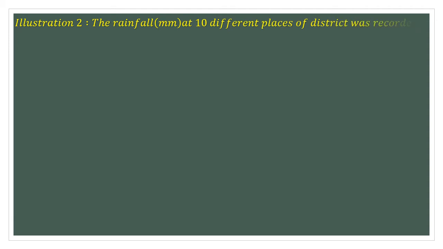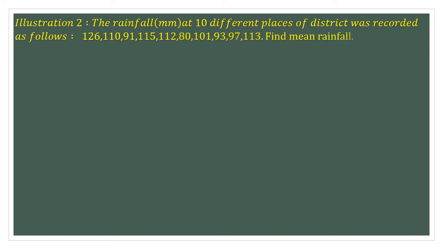Next, we will start with illustration 2. The rainfall in millimeters at 10 different places of a single district was recorded as follows, that is 126, 110, 91, 115, 112, 80, 101, 93, 97, and 113. We have to find the mean rainfall.